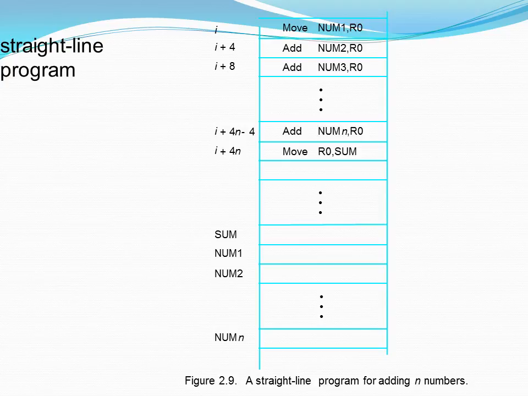Here the address locations are considered as I plus 4, I plus 8, and so on, I plus 4n minus 4, I plus 4n. And already we can say that the memory is used to store the programs and also the data. Here we have some memory locations, NUM1 means number 1, number 2. So these are the memory locations to store the data, and at the top of the memory we can store our instructions, means the program. So this is a straight line program showing how we can perform addition of n numbers.